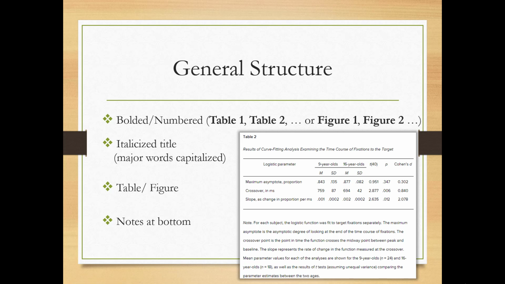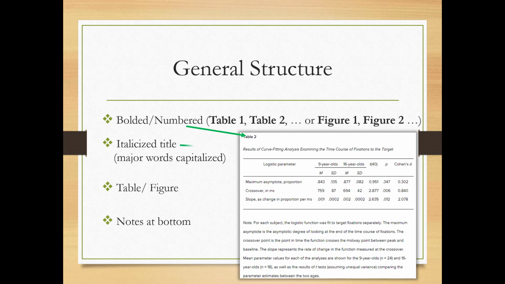And so in terms of general structure, both tables and figures have a pretty similar structure. First of all, up top is a bolded numbering for that particular table or figure. And so you will number each table and each figure as you go. So here is table 2. That's in bold.